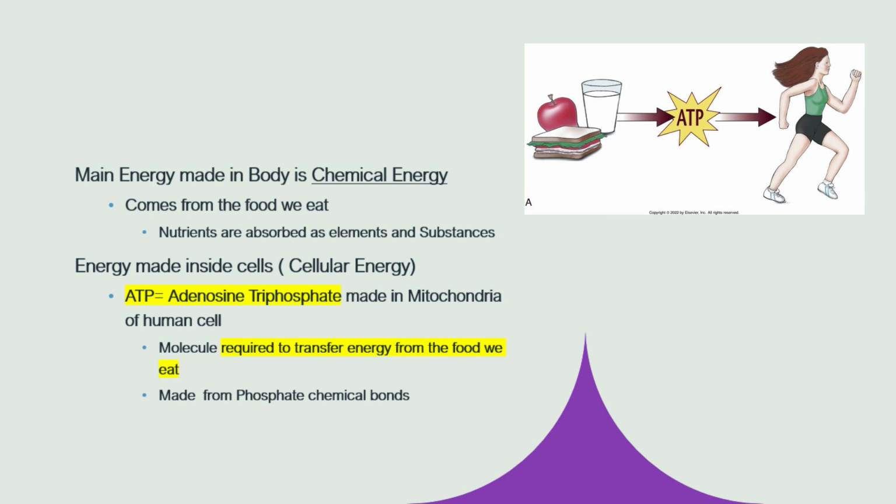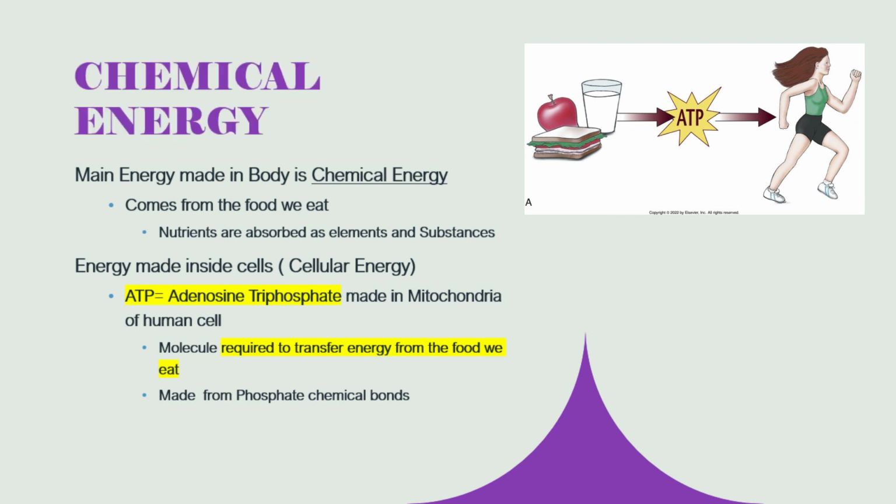The main energy made in the body is chemical energy. This comes from the food we eat. Nutrients are absorbed as elements and substances from food. Energy is then made inside of the cells, or cellular energy. And this cellular energy is made by adenosine triphosphate or ATP. It is made in the mitochondria of the human cell.